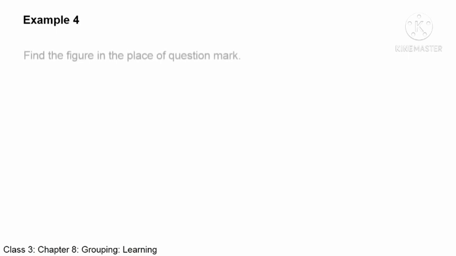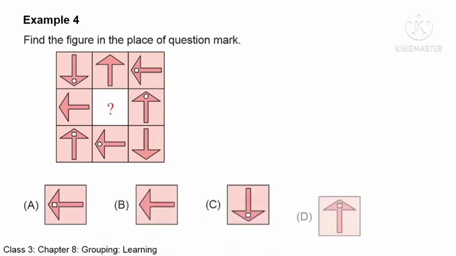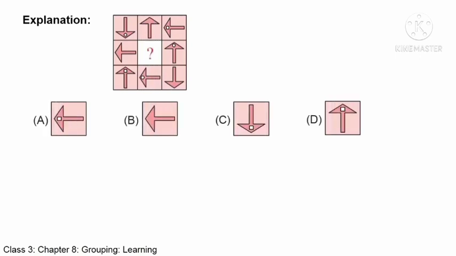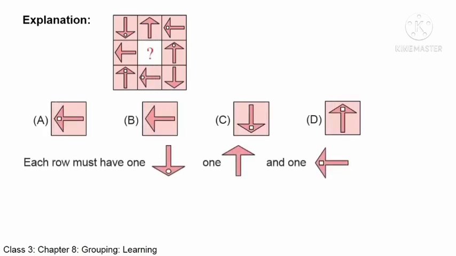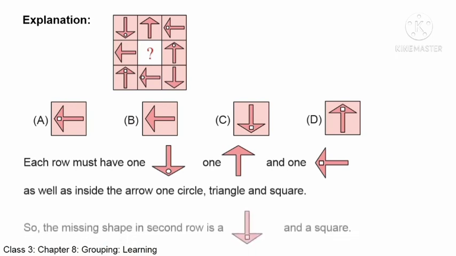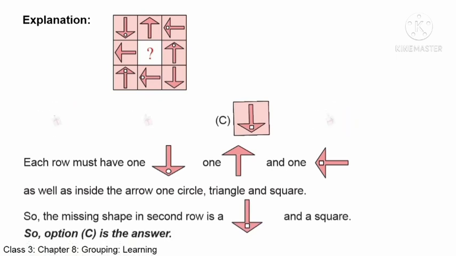In this example, find the figure in the place of the question mark. Is it option A, B, C, or D? Each row must have one downward facing arrow with a circle inside it, one upward facing arrow without the square, and one left facing arrow with a square inside it, as well as inside the arrow one circle, triangle, and square. So the missing shape in the second row is a left facing arrow with a square inside it. Thus option C is the right answer.